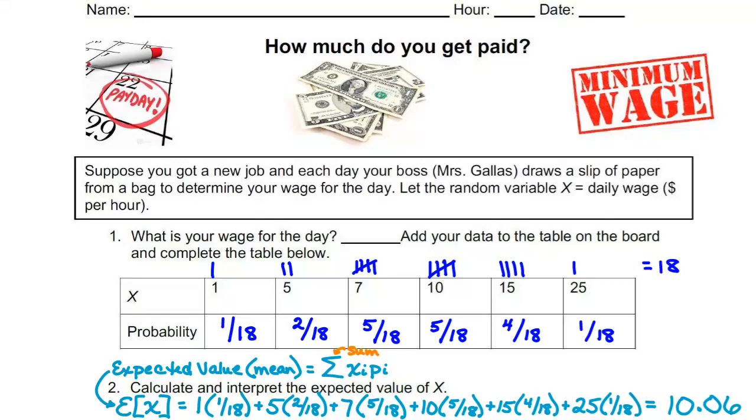We went through and everybody reported which of the different little wage cards they had gotten. That's how we came up with this table and our probabilities. We had 18 people that responded.